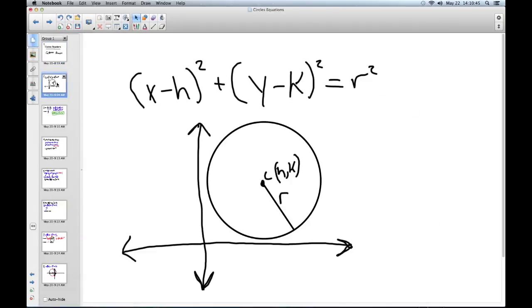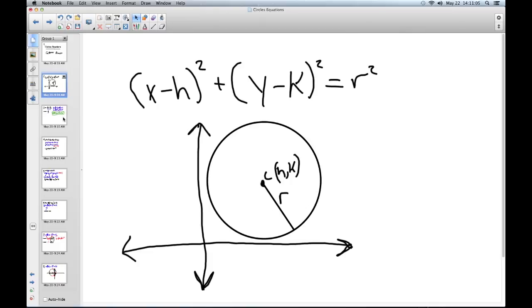So the first thing we're going to look at is the actual equation. And what this equation is: (x − h)² + (y − k)² = r². What we see here is that the h and the k are actually the x and the y from the center, and that the r is the radius of the circle.